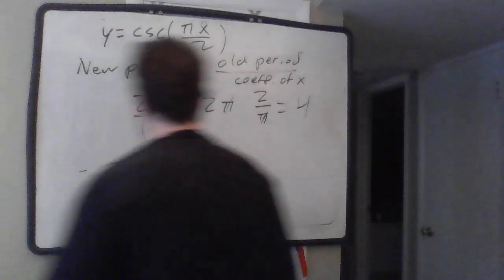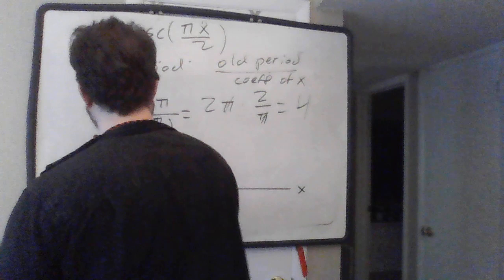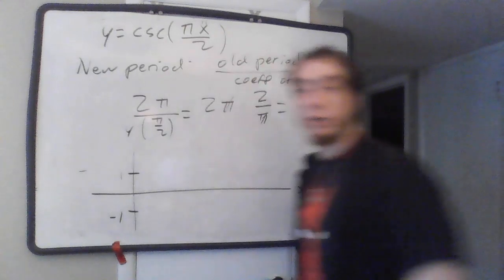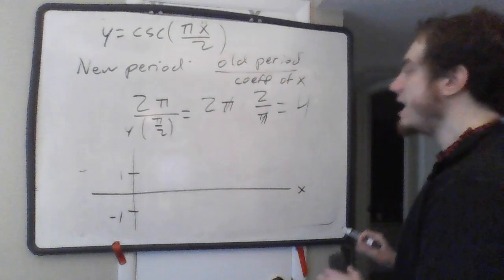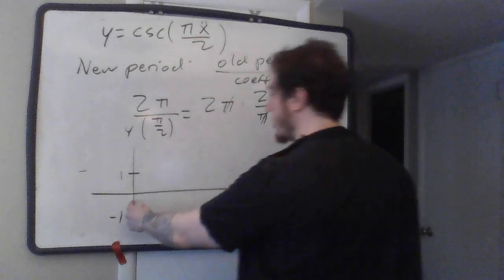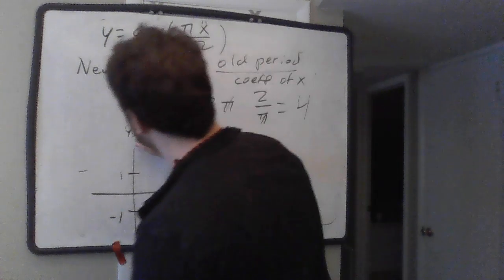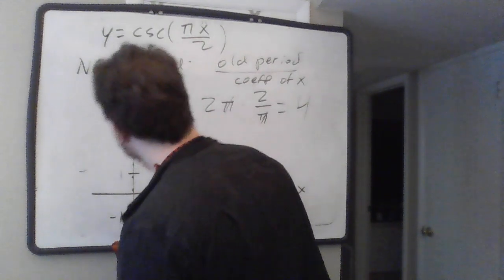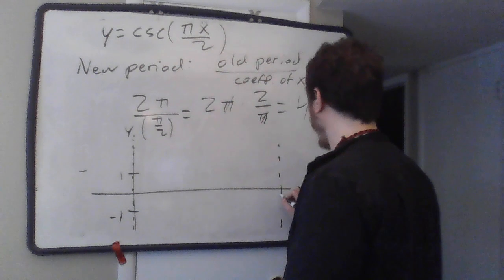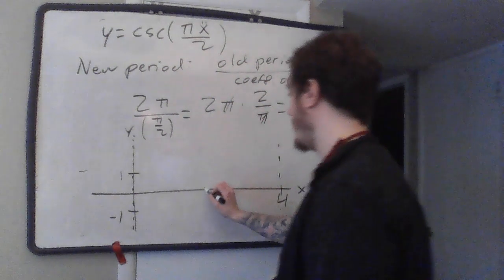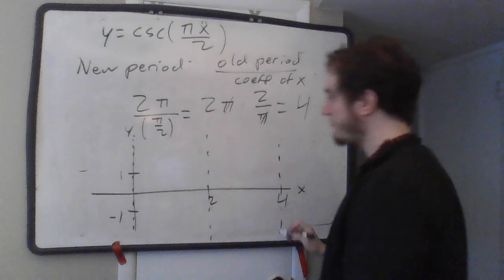Well, it's going to be exactly the same picture as we had before, which hopefully you guys still have in your notebooks, because I had to erase it, of course, except instead of going 0, pi, and 2 pi, my vertical asymptotes are going to be at 0, and then a full period would be out at 4. So we get another vertical asymptote at 4, and in the middle, I have a vertical asymptote at 2.